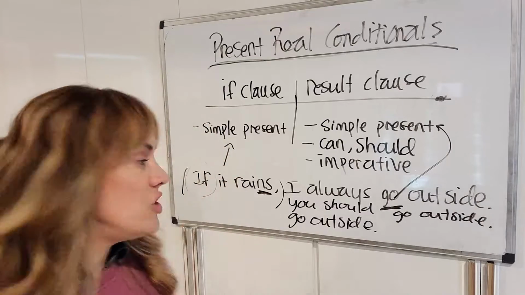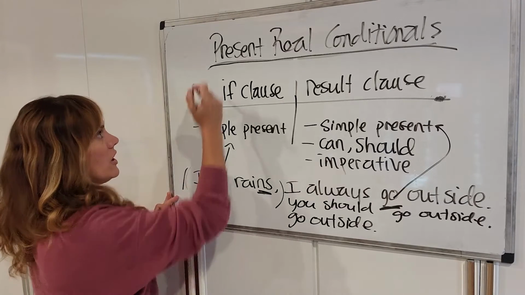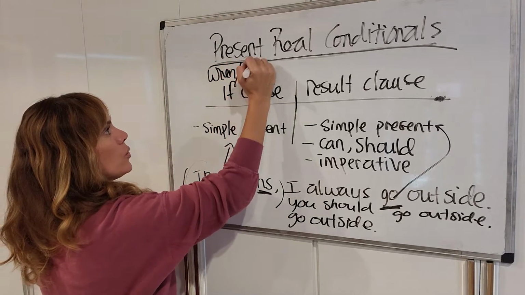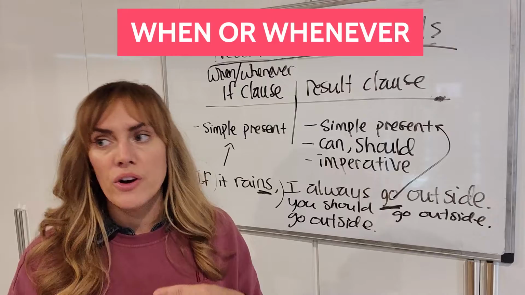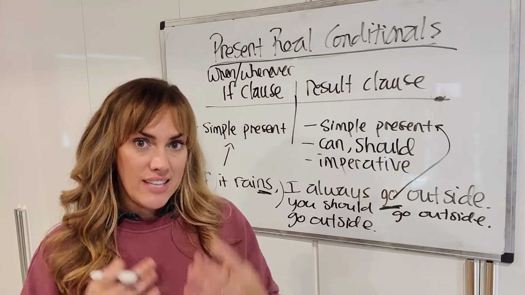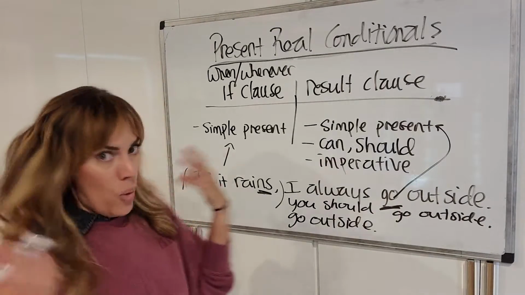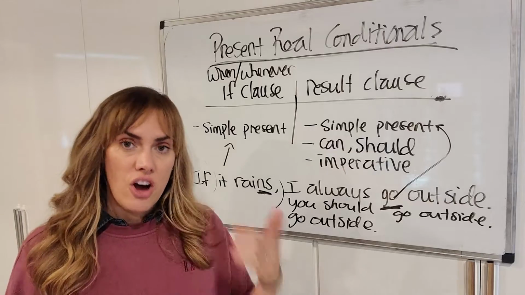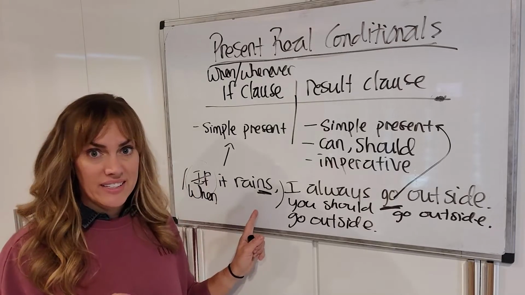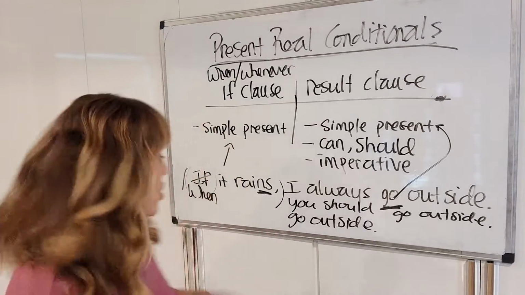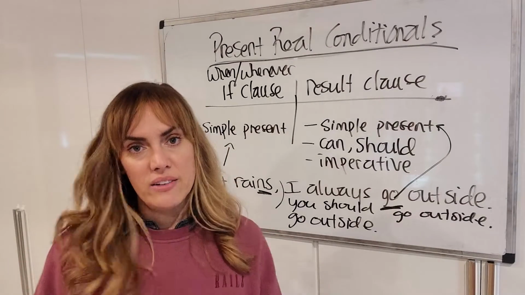Let me tell you something else. You don't always have to use if in the present real. You could also use the word when or whenever. Because when we're talking about a general truth or something that's a routine or a habit, we're talking about something that happens again and again and again, right? So when is a good word to use to talk about that. So we can say, when it rains, I always go outside. When it rains, you should go outside. When it rains, go outside.